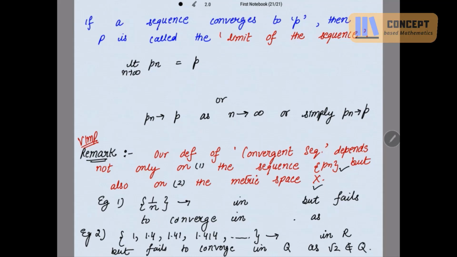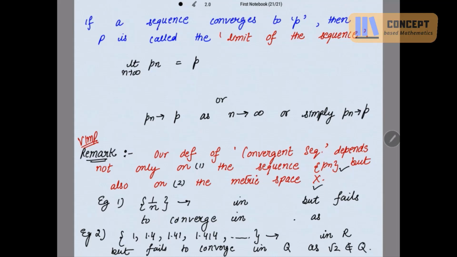Now this is a very, very important remark. What does our convergence depend upon? Does our convergence depend only upon the sequence Pn? No, there is one more point. Our definition of a convergent sequence depends not only on the sequence Pn but also on the metric space X.